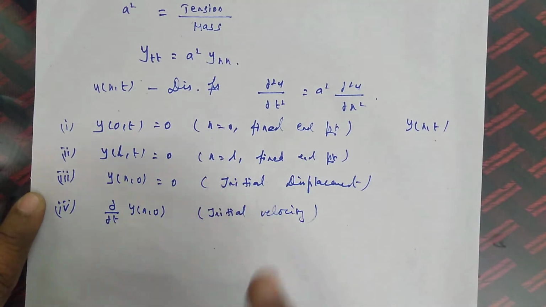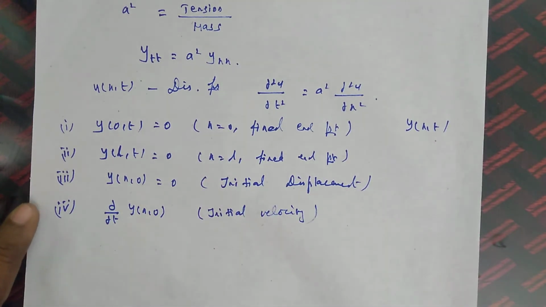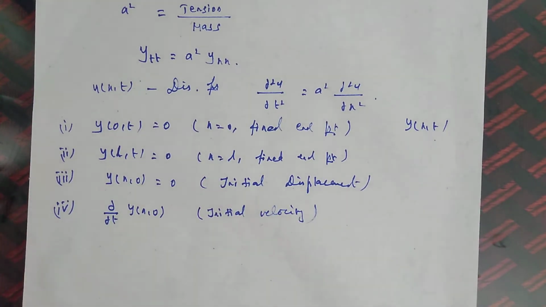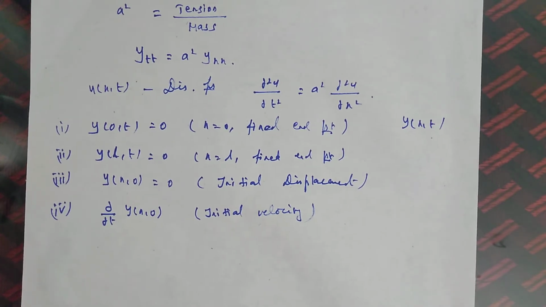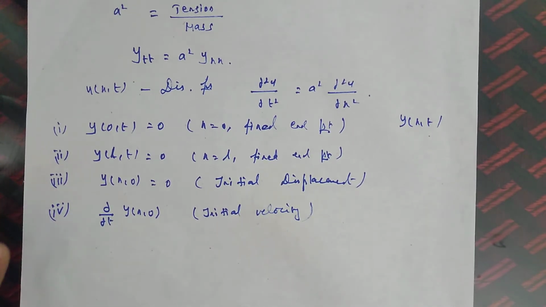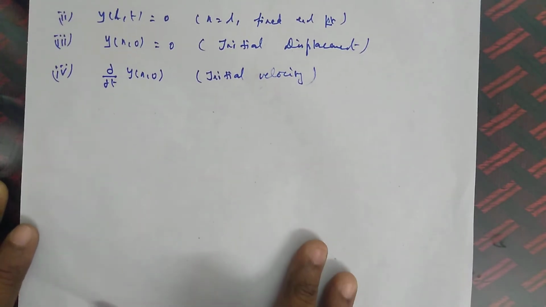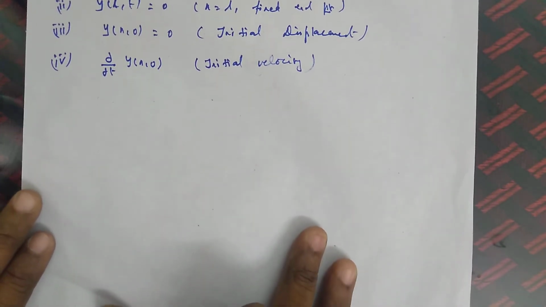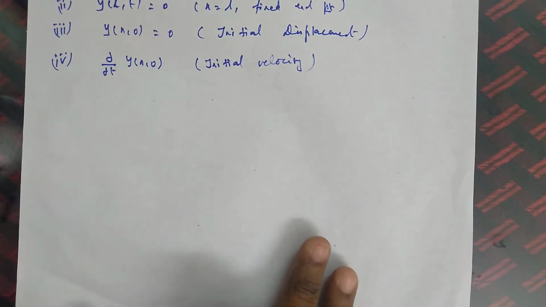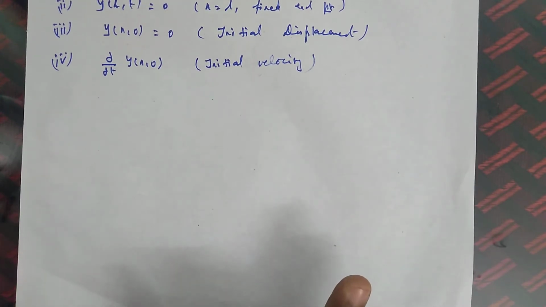Okay, so these are the four boundary conditions. For these boundary conditions only, we are going to solve this one-dimensional wave equation. So here we can discuss the solutions also. Solution of the one-dimensional wave equation. It's a very important 2-mark question under this: what are the possible solutions of the one-dimensional wave equation?